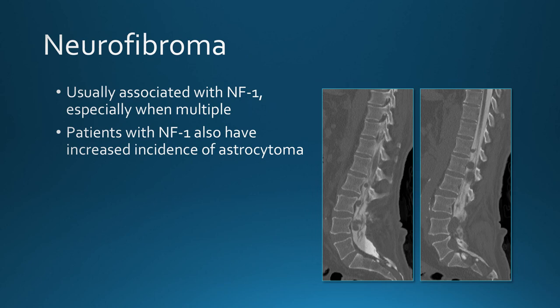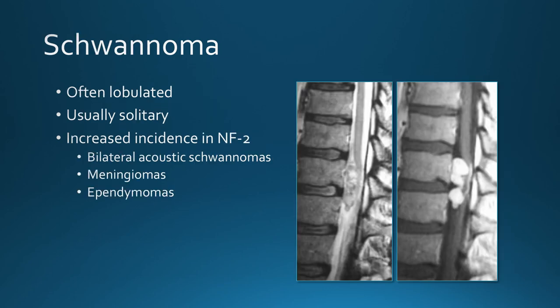Neurofibromas are usually associated with NF1, especially if you see multiple neurofibromas. NF1 patients also have increased incidence of astrocytomas. Schwannomas often have a lobulated appearance. Usually they're solitary. They are increased in incidence in patients with NF2. NF2 patients typically have bilateral acoustic schwannomas and multiple meningiomas and ependymomas.